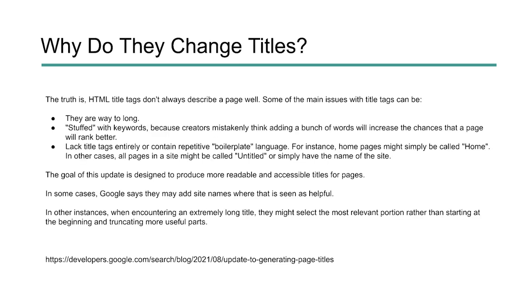So why does Google change title tags in the first place? The truth is, title tags don't always describe pages well. There can be a lot of issues, and maybe you've crawled your site and found title tag issues. One of the main ones is that they're too long. Maybe they have the H1 of the blog post and the title tag, and it generates this really long title, but it's not really descriptive enough, or maybe it's just too long. There's too much in there.